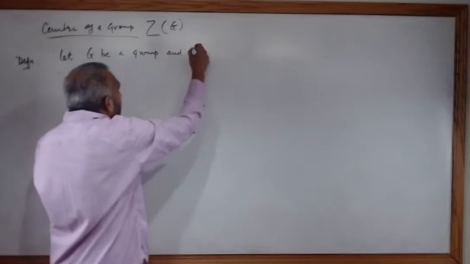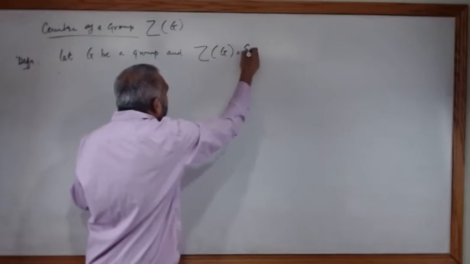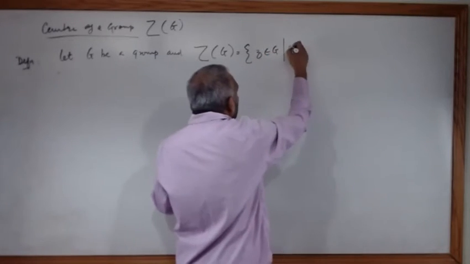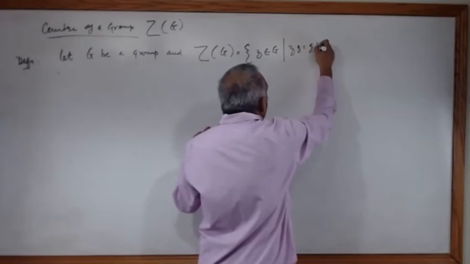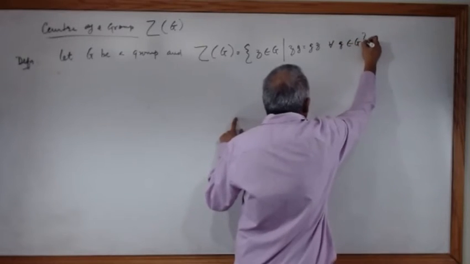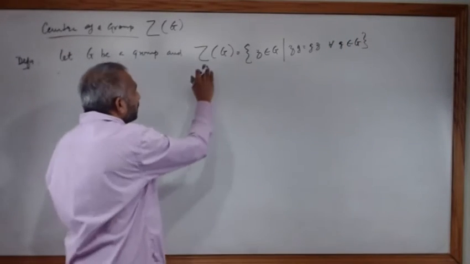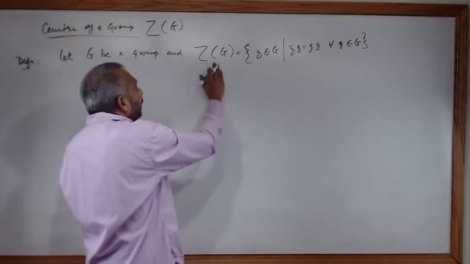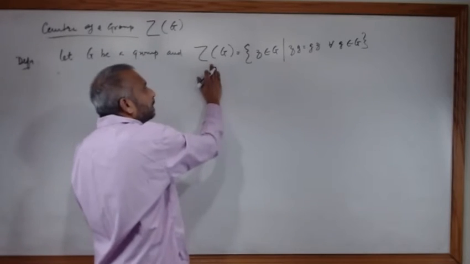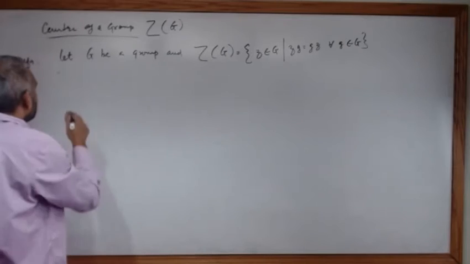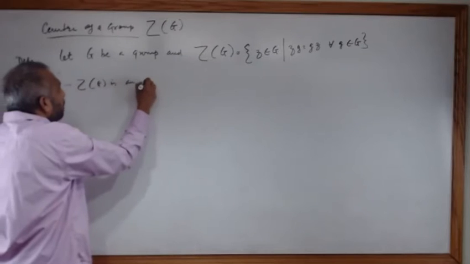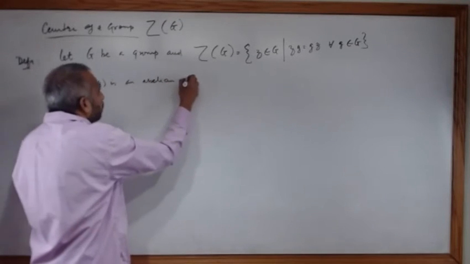and Z of G is equal to all elements from G such that it commutes with all elements of G. First we need to prove that this is a subgroup. Then we call it a normal subgroup. Actually it's an abelian subgroup. So the first thing we need to prove is Z of G is an abelian subgroup.